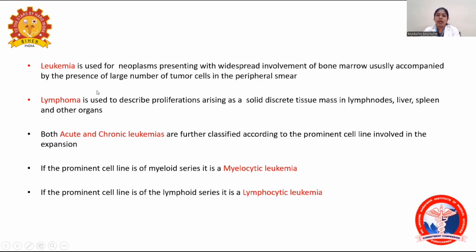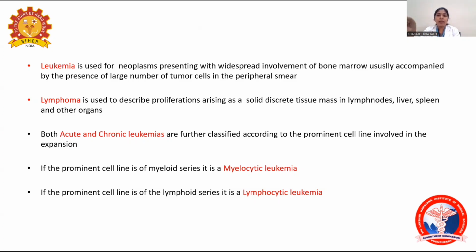So what is leukemia? You should know the difference between leukemia and lymphoma. Leukemia is used for neoplasms presenting with widespread involvement of bone marrow, usually represented by the presence of a large number of tumor cells in the peripheral smear, especially the blasts. If you see blast cells in the peripheral smear, you call it leukemia. When do you call it lymphoma? Lymphoma is used to describe proliferations arising as a solid mass, a discrete tissue mass in the lymph nodes, liver, spleen, and other organs. So now you should know the difference between leukemias and lymphomas.